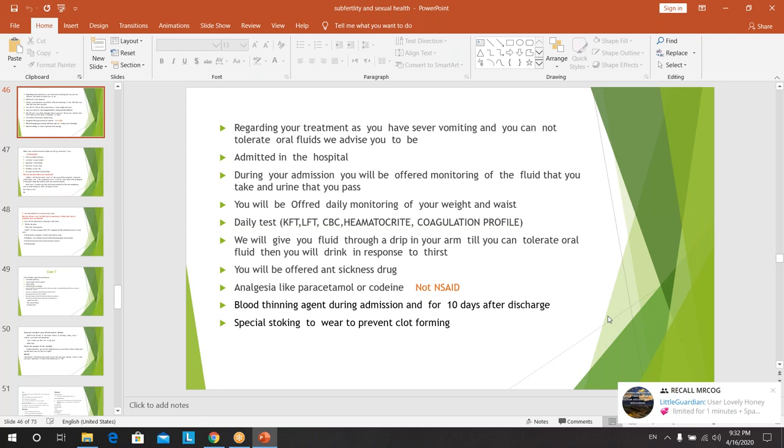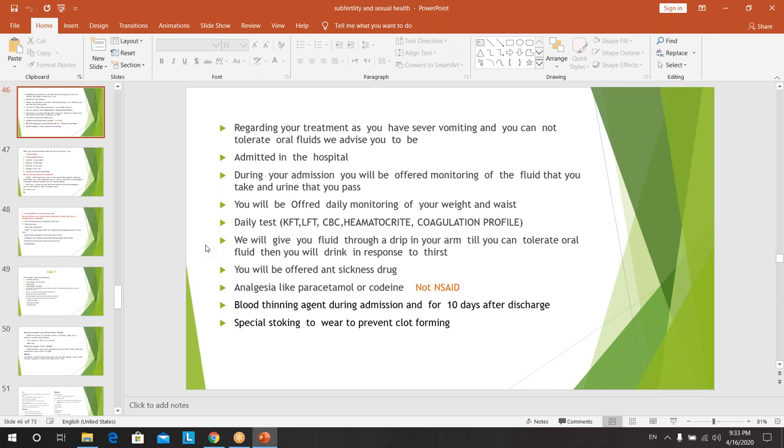Where is the severe vomiting mentioned in the scenario, sir? Yes, I'm sorry, sir. This is my opinion. Maybe I'm wrong. No problem at all. So why does he mention in the scenario that all her blood investigations are normal? What is meant by that?